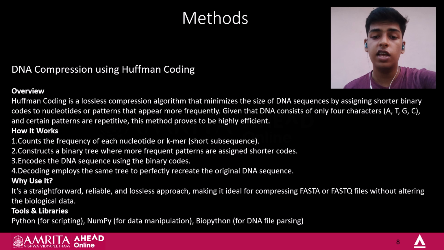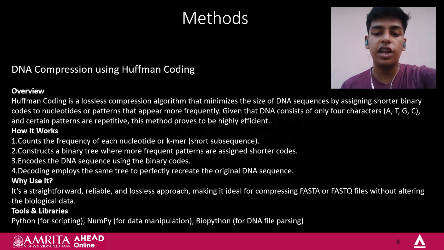Here's how it works. First, we calculate the frequency of each nucleotide or k-mer. K-mers are short subsequences of DNA. Next, we build a binary tree where the most frequent patterns get the shortest binary codes. Using this tree, we can encode the DNA into a compressed binary format. For decompression, we simply reverse the process using the same tree to reconstruct the original sequence exactly as it was.